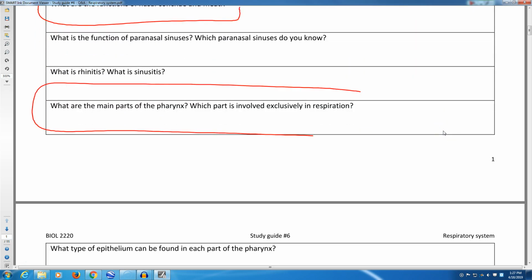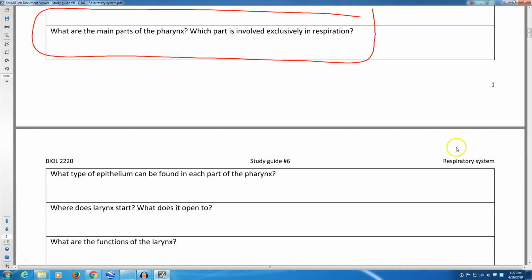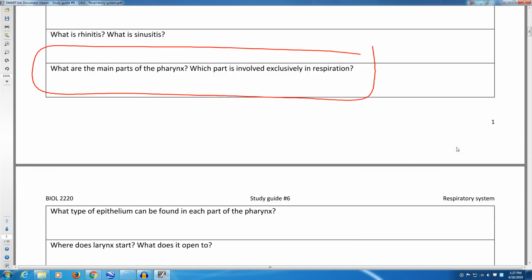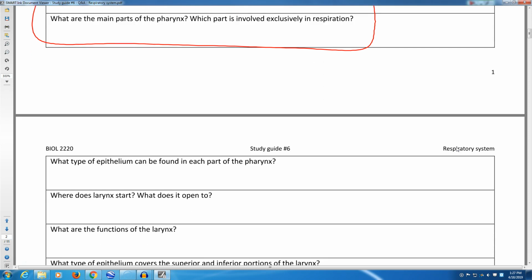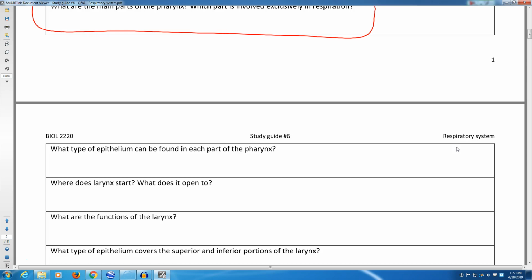Pharynx. For the pharynx, know which part is respiration only, the nasopharynx, and know the epithelium. The pseudostratified columnar ciliated is in the nasopharynx, and stratified squamous in the oropharynx and laryngopharynx. We're good?